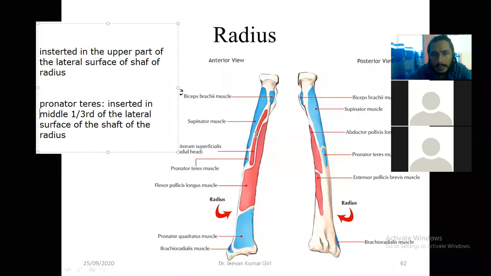So this is the flexor digitorum superficialis. See, while reading the humerus, in the common flexor origin there was the flexor digitorum superficialis, isn't it? So here also in the radius you will find the origin of the flexor digitorum superficialis. So it has got a humero-ulnar head and the radial head. So the radial head is from here.